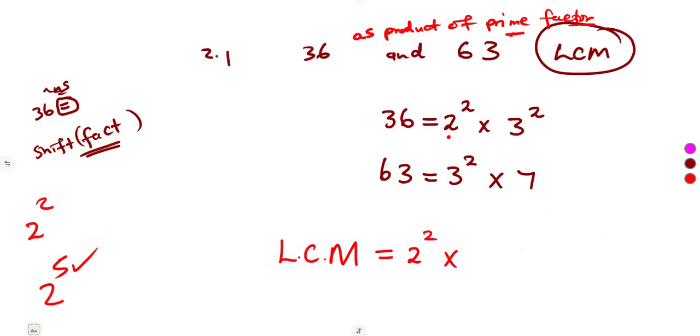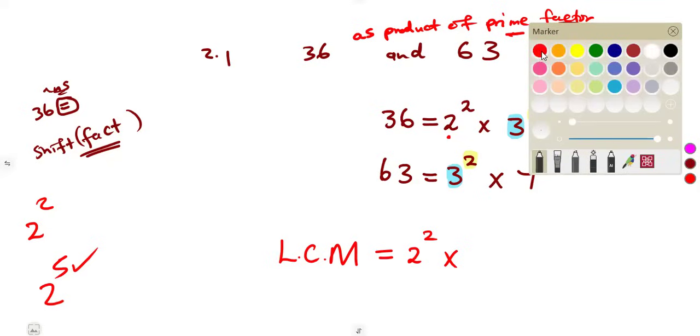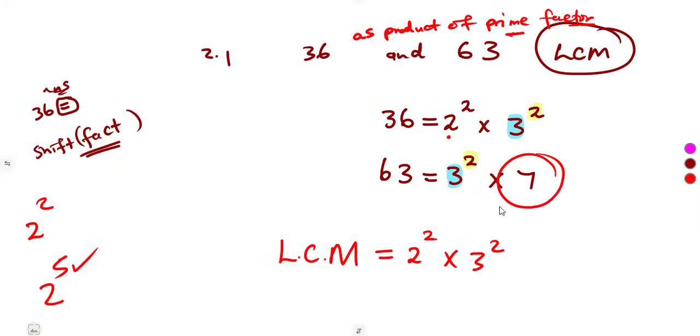We move on to 3. On 3, there is a comparison to be made. There is a 3, there's also a 3. Which one has got the highest power? They have the same power, to the power of 2. So we are simply going to take it as it is, guys. We cannot say this one has got the highest power compared to this one. They have the same power. So you're just going to take one of these. You do not repeat that. All right? 7 is appearing once, same as the other one, appearing once.